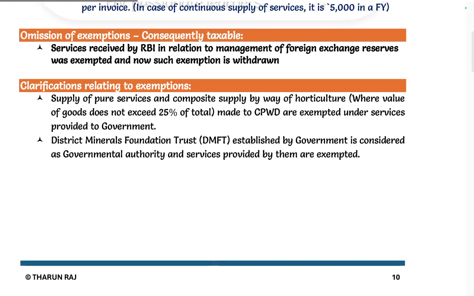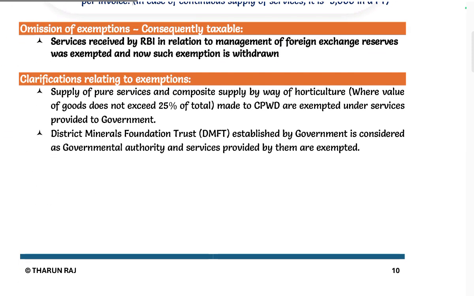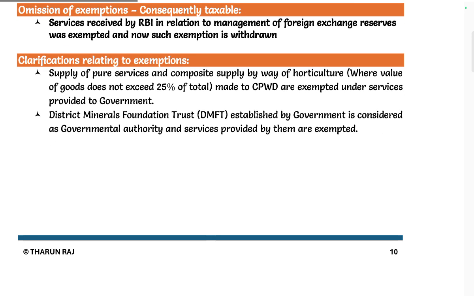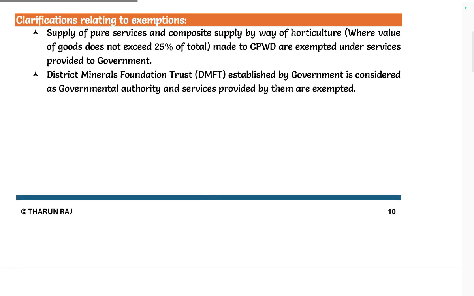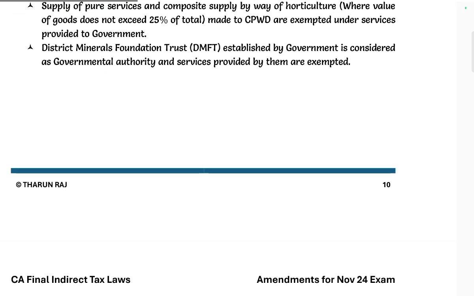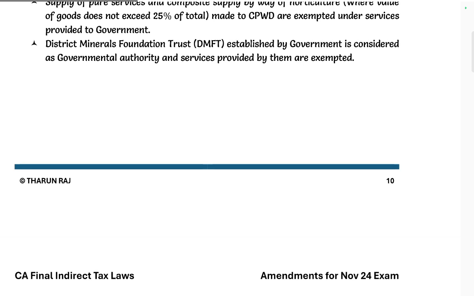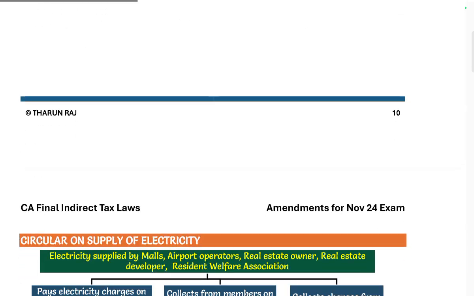Classification relating to exemption: supply of food service and composite supply by way of horticulture, where the value of goods does not exceed 25% of the total composite supply, is exempted as a service provided to the government. District Mineral Foundation Trust (DMFT) established by the government is considered a government authority, and services provided by them are exempted.